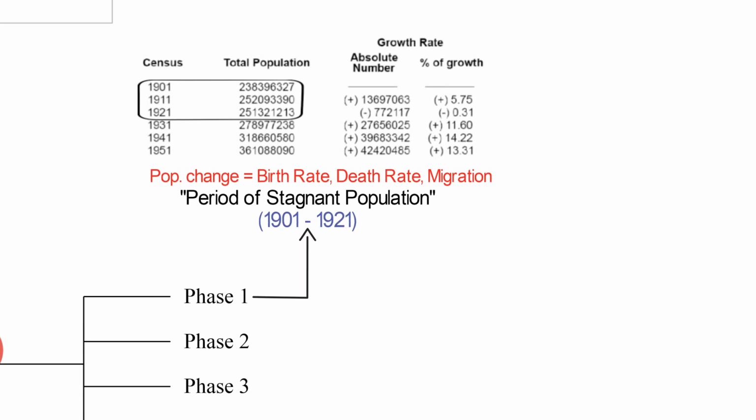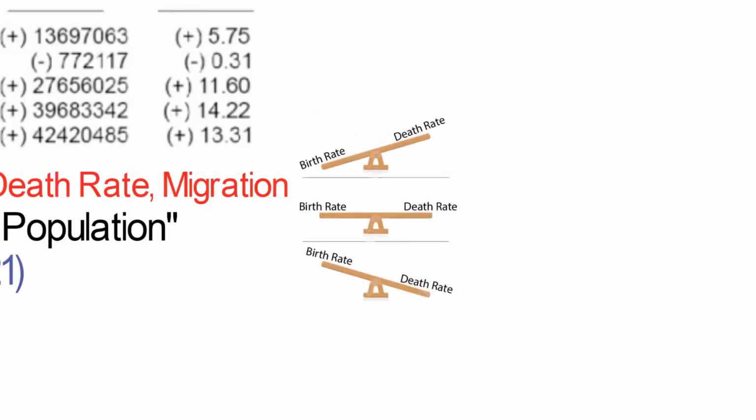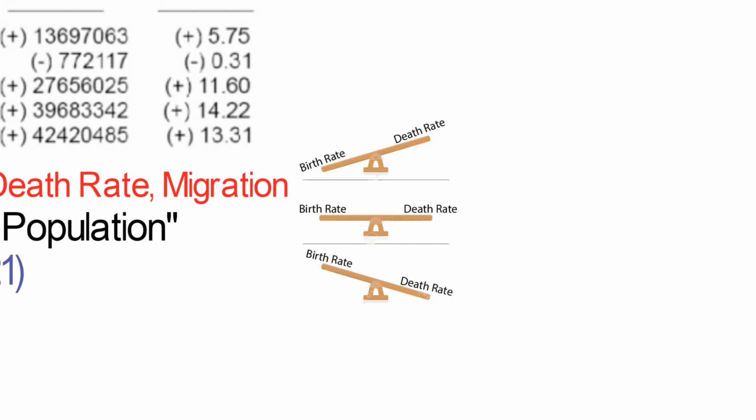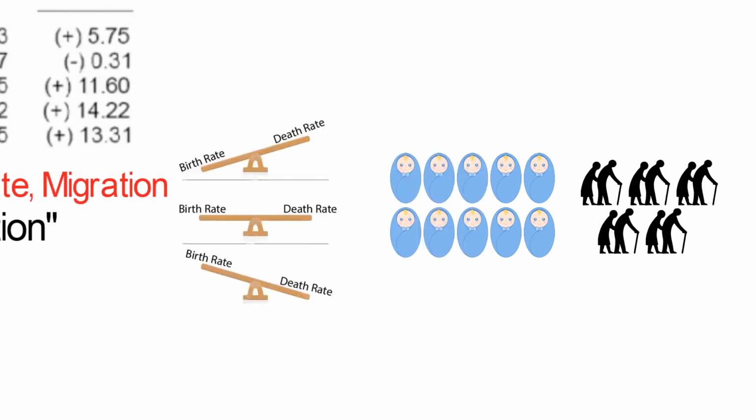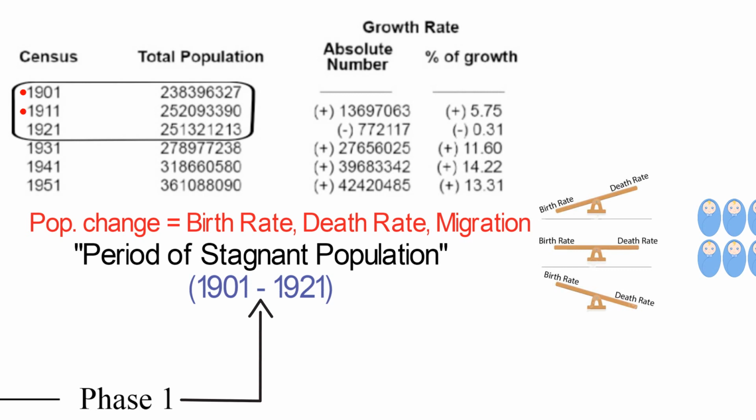You see, there are 3 main causes of population change: birth rate, death rate, and migration. So always think in terms of these 3 causes. Any country's population will be stagnant if the birth rate is counterbalanced by the death rate. In other words, in a given population, if there are 10 new births and 10 deaths, there will be hardly any change in the population. This is what is called stagnant population. So from 1901 to 1921, India's population was stagnant. If you see, in 1921, the population was around 25 crore 13 lakhs 21,213.